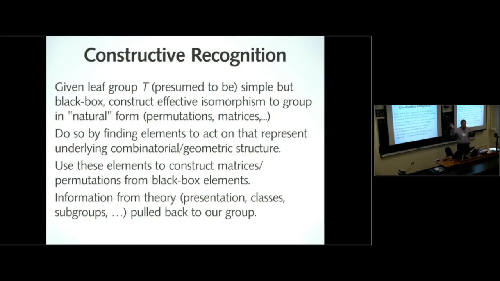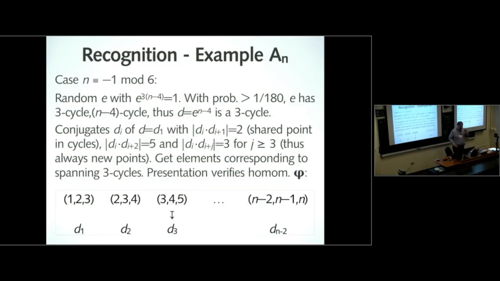I said very vaguely we want to build from elements this structure. So, the case I want to look at is the case of an alternating group, and actually there is a case distinction depending on the degree, on congruences of the degree, and here I'll just look at the case that our degree n would be congruent to -1 modulo 6. In this case, I'm looking by random search for an element in the group which is not trivial, such that the 3 times (n minus 4)th power is 1.